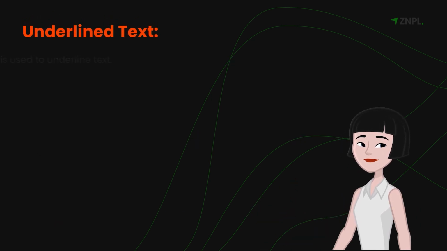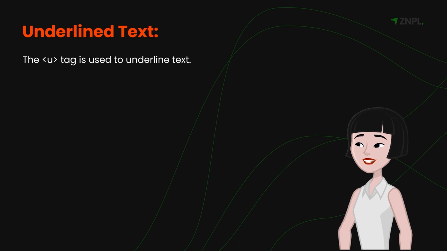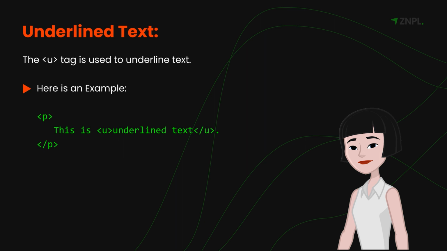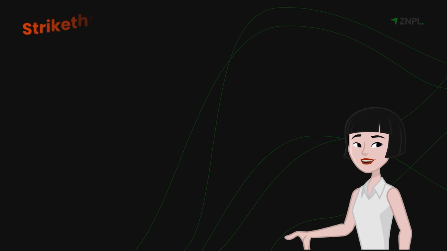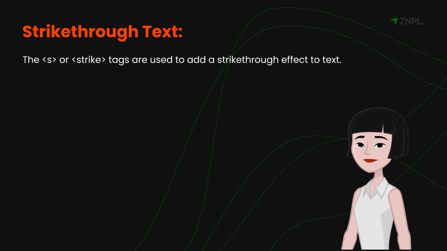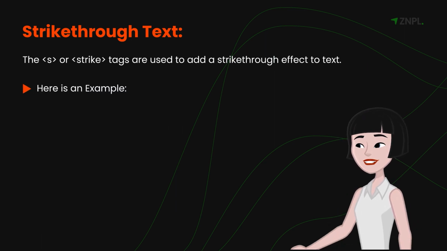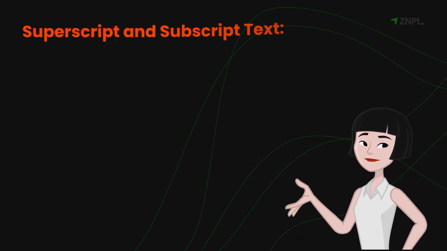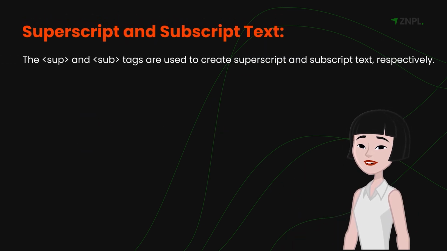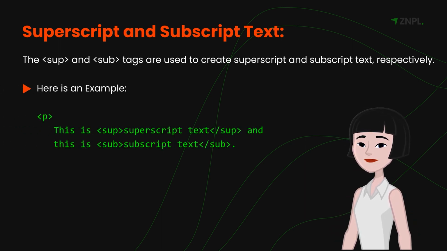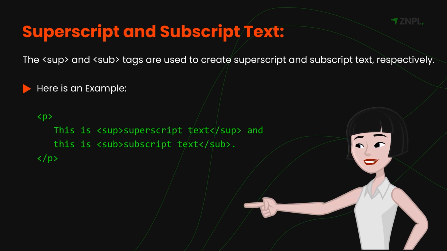Underline text. The u tag is used to underline text. Here is an example. Strikethrough text. The s or strike tags are used to add a strikethrough effect to text. Here is an example. Superscript and subscript text. The sup and sub tags are used to create superscript and subscript text, respectively. Here is an example.